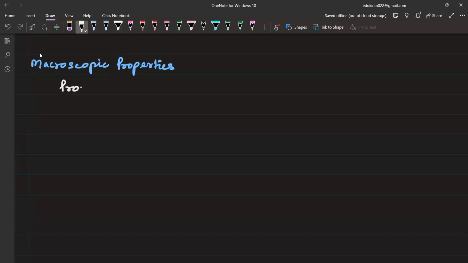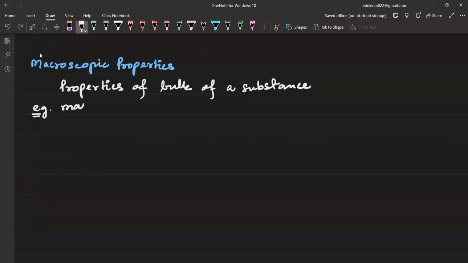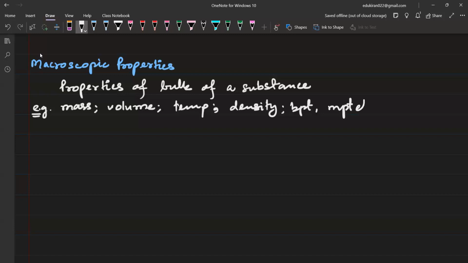Properties of bulk of a substance. Not the property of one atom or one molecule. If I have millions and millions of molecules, then we will have some kind of properties. For example, we'll have mass, volume, temperature, density, right? What else can it have? It can have boiling point, melting point, etc.